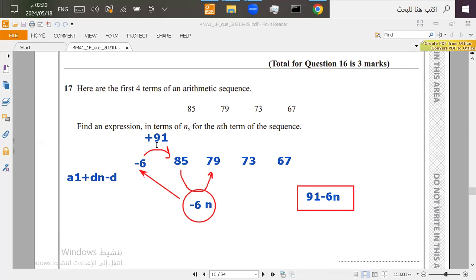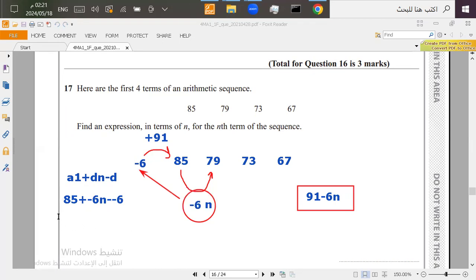A1 is the first term, which is the 85. So we write it here. You can use any method you want. Plus d, which is the difference that we found, which is negative 6. So negative 6n, and then minus d, which is minus 6. Focus on the difference between the signs. Now, these signs, the positive and the negative, are in the formula, and this minus is in the first difference that we found. So we have to use the whole signs.